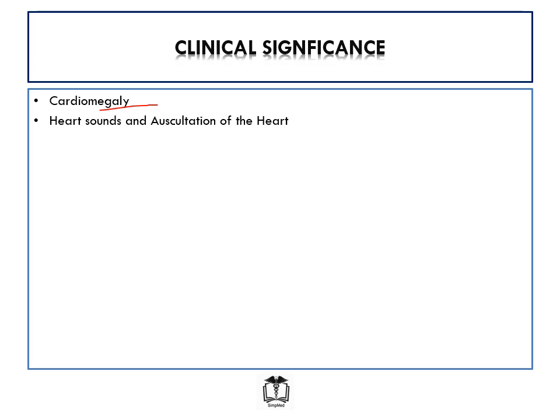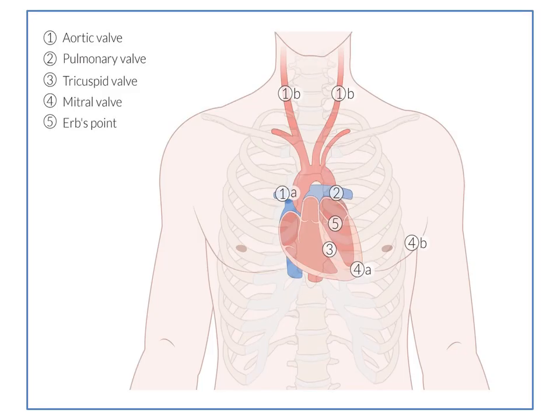And then second would be the heart sounds and auscultation of the heart. So usually the heart sounds are produced by the closure of the valves. We have four valves: two atrioventricular valves, the tricuspid and bicuspid valve, and two semilunar valves, the aortic and pulmonary valves. When the atrioventricular valves close, it gives rise to what we call the first heart sound. And when the semilunar valves close, that gives rise to the second heart sound.